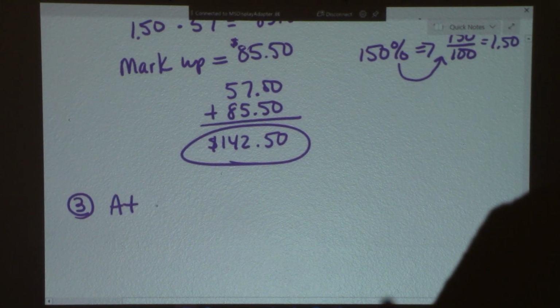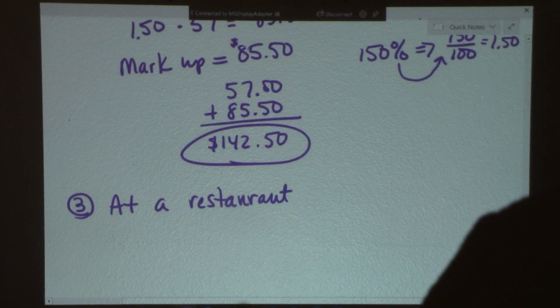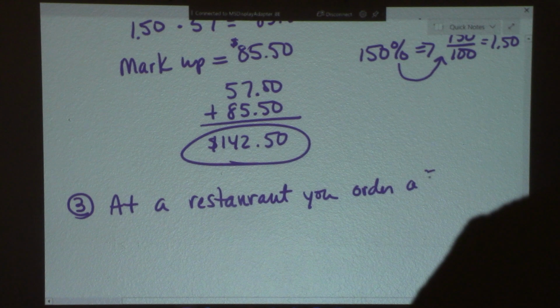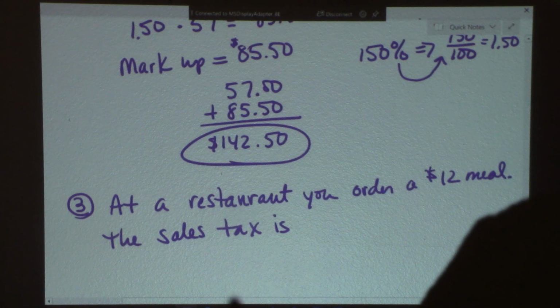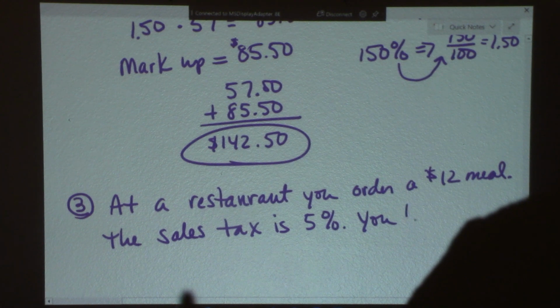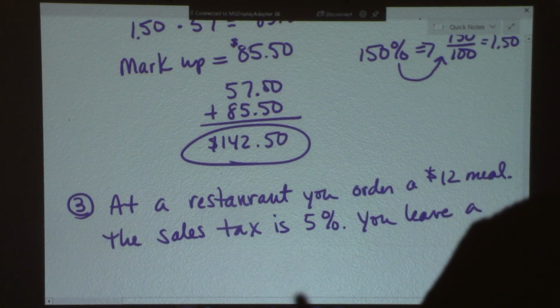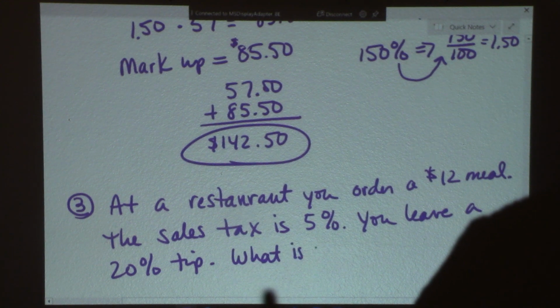So at a restaurant, you order a $12 meal. The sales tax is 5%. You leave a 20% tip. What is your total cost?